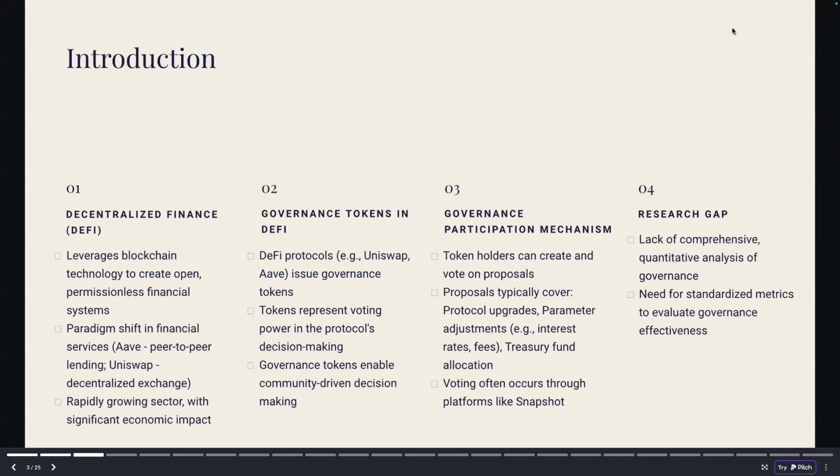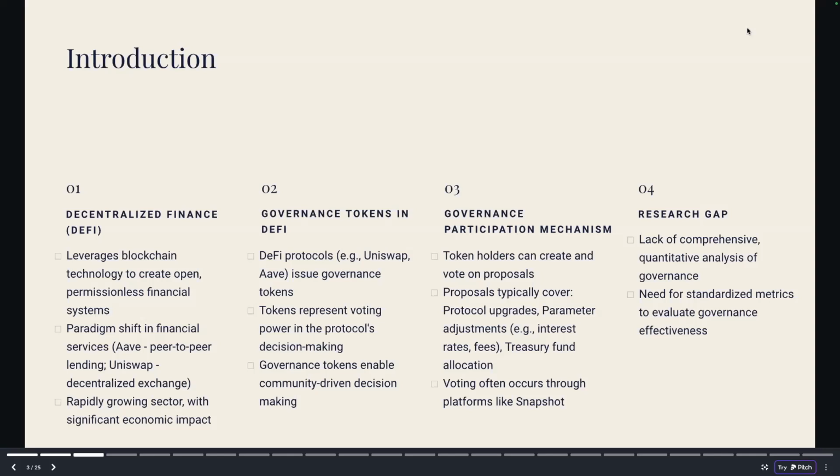One key aspect of DeFi projects is governance tokens. Every DeFi protocol, such as Uniswap or Aave, issues governance tokens, and those tokens represent voting power in the protocol's decision-making. You can compare it a little bit to shares of a traditional corporation, which also give you voting power on governance decisions. Those governance tokens enable, in the end, community-driven decision-making of those protocols.